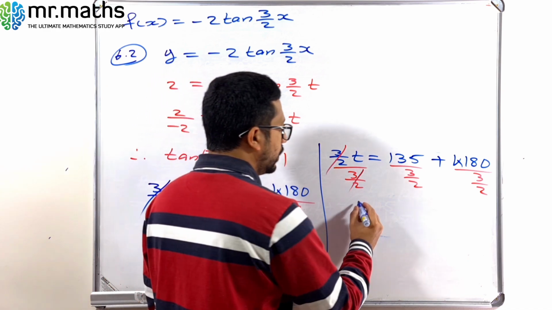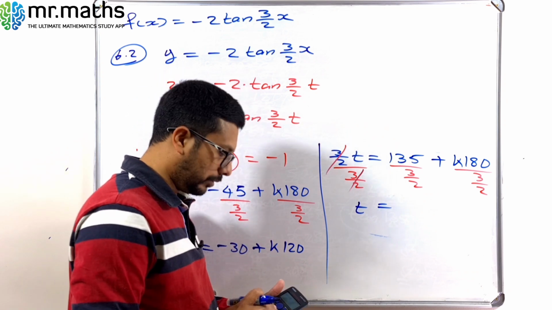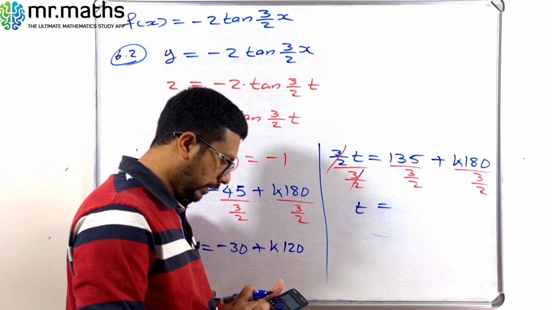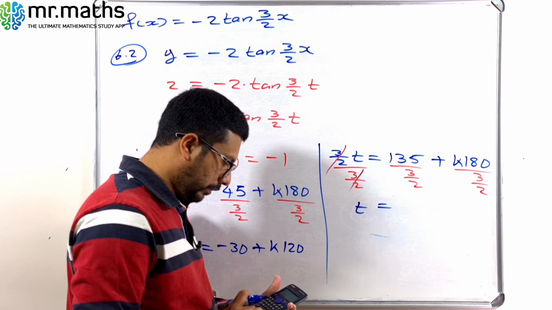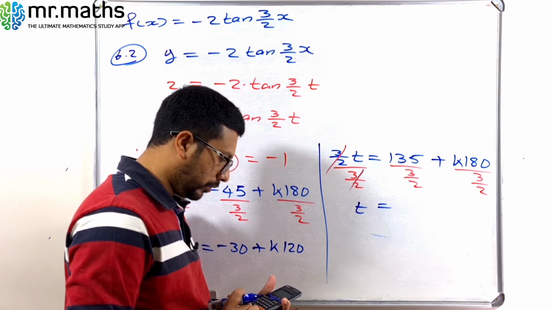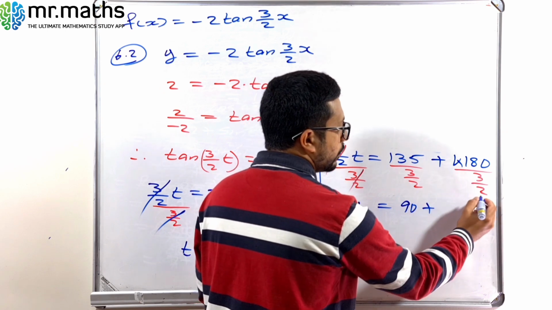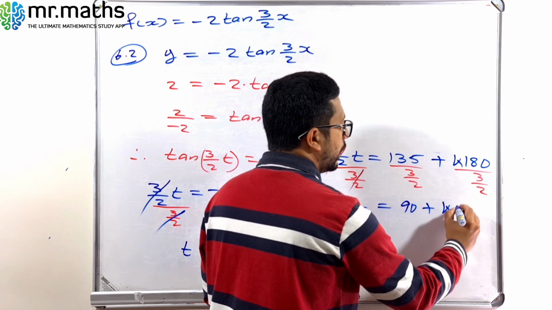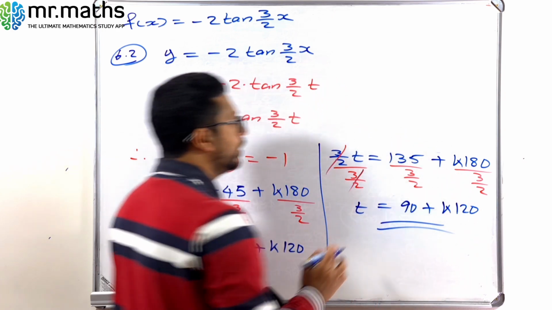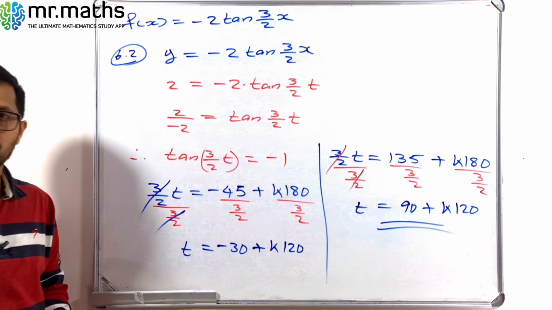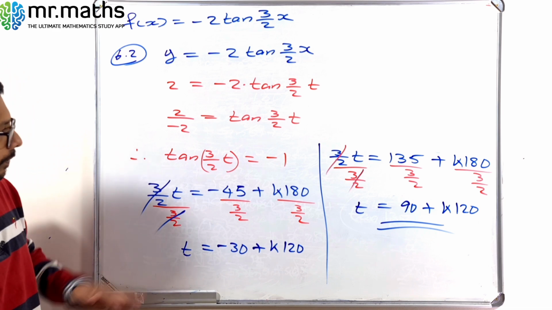So t is equal to, what is 135 divided by 3 over 2? Check in your calculator as it is. 135 divided by 3 over 2, that is 90. So it is 90 plus, what is this one? 360. So it is k 120. So the second solution is 90 plus k 120. Okay, so listen guys, listen once more.